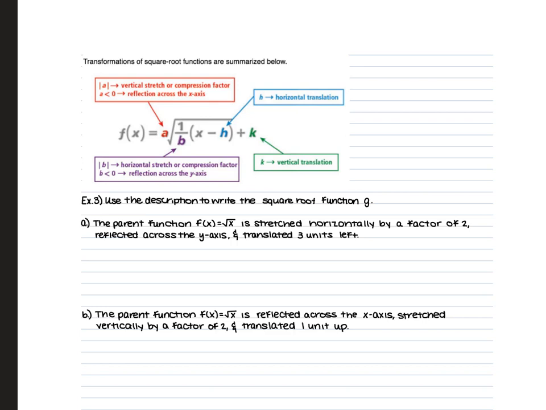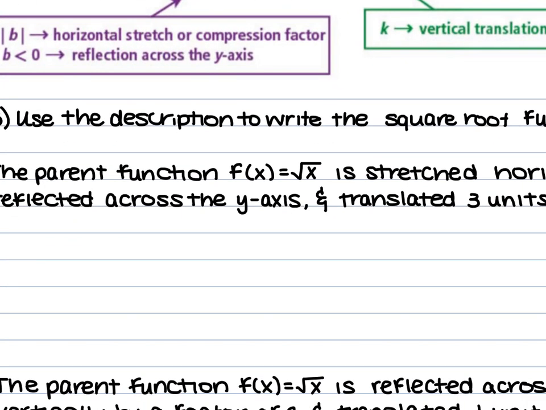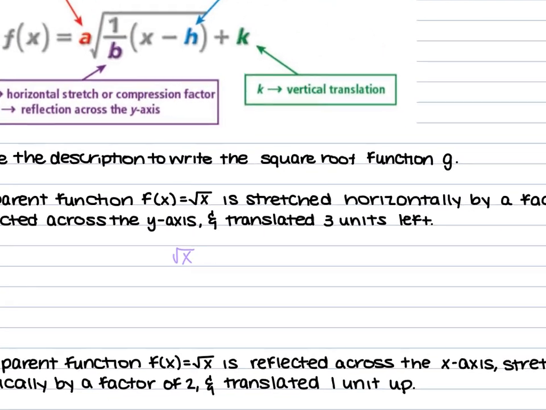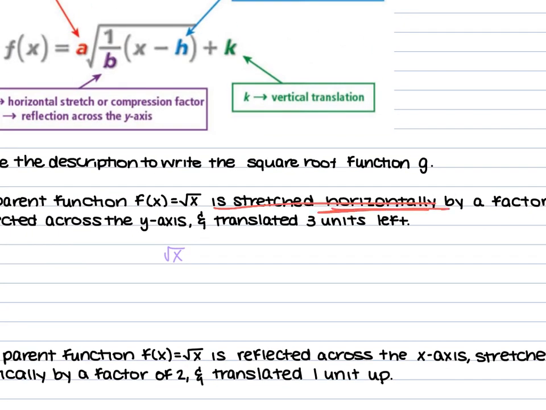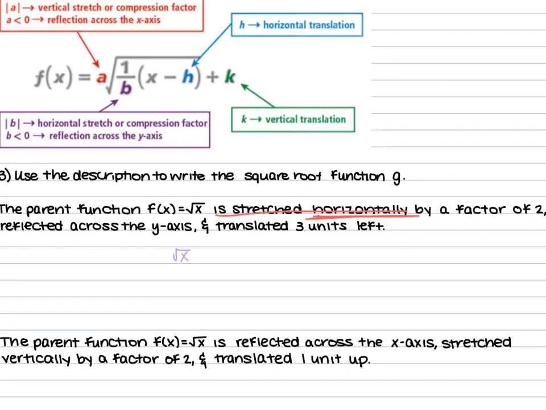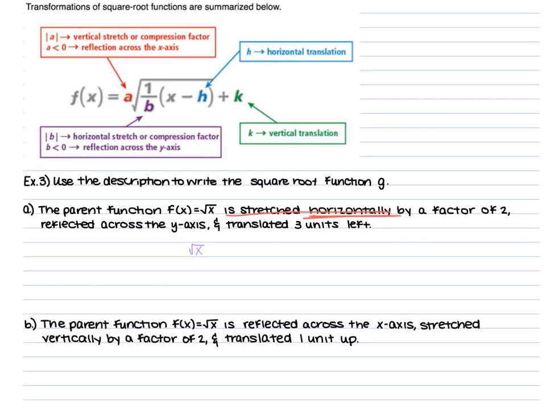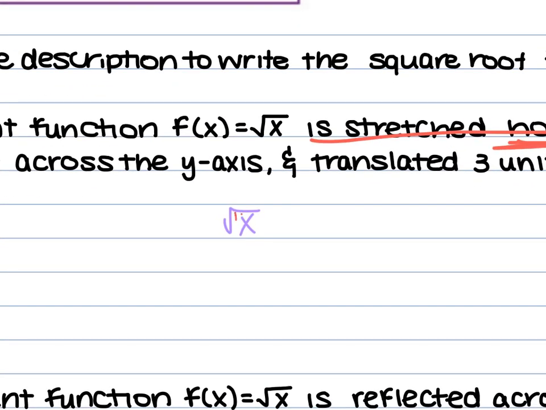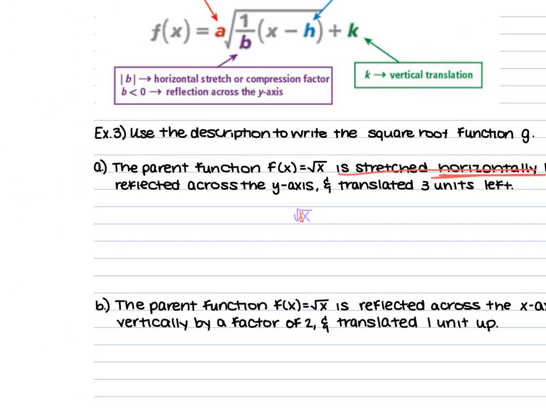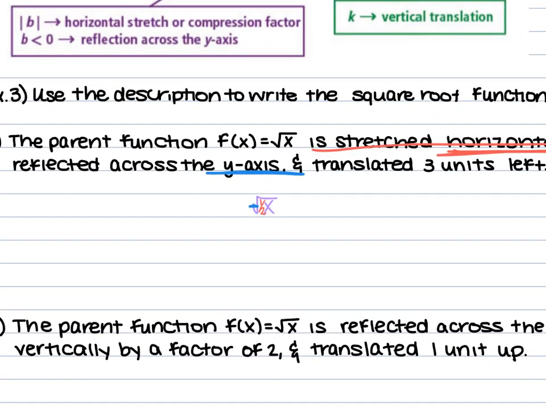If we look at example 3a, we have to use the description to write the square root function of g. So we're going to start with f of x is equal to the square root of x. It says that it is stretched horizontally. If it's horizontal, that means side to side, so that's underneath the radical. We're going to take the reciprocal of what we have by a factor of 2, so that's going to be 1/2 in front of the x underneath the radical. Then we have a reflection across the y-axis, which is going side to side, so that's going to go underneath the radical. So this is going to turn into the square root of negative 1/2 x.